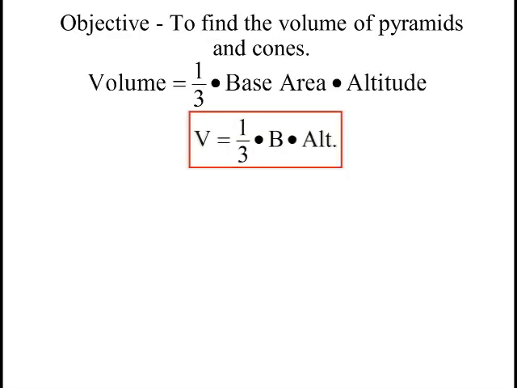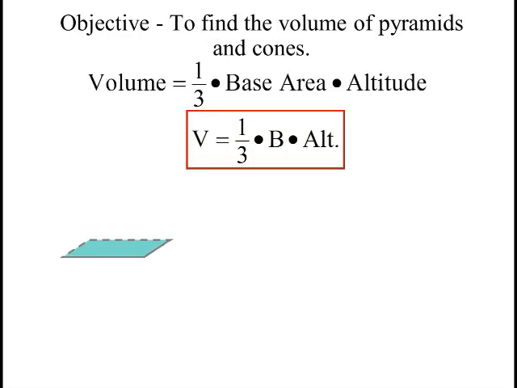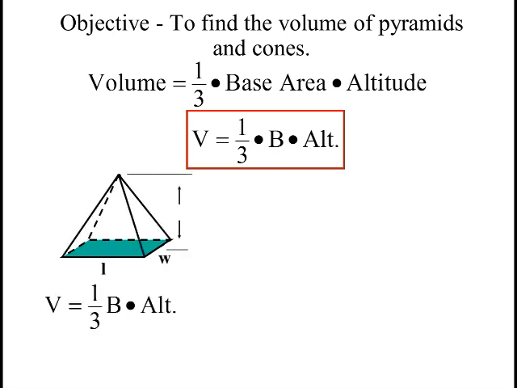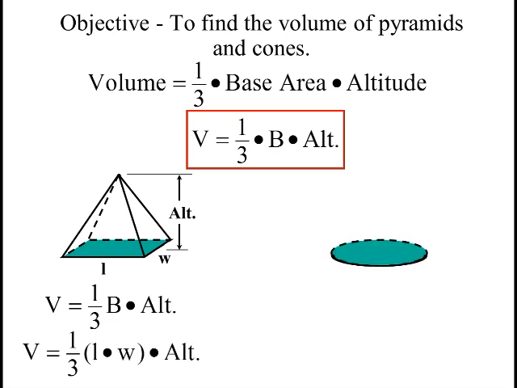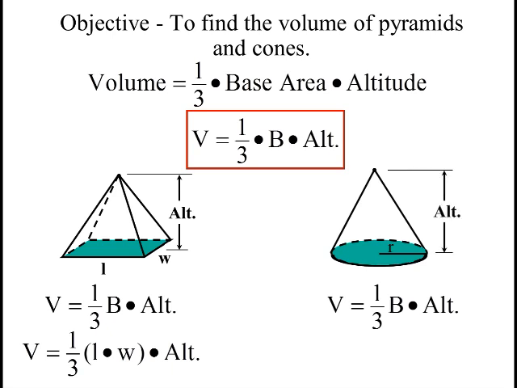So we've seen that the volume of any pyramid and cone is 1/3 the base area times the altitude. The only thing that changes, once again, is what kind of base you have. If you have a square base, it's going to be 1/3 length times width times altitude. If you have a cone, a circular base, it's going to be 1/3 pi r squared times altitude.